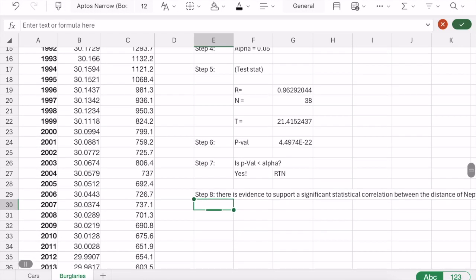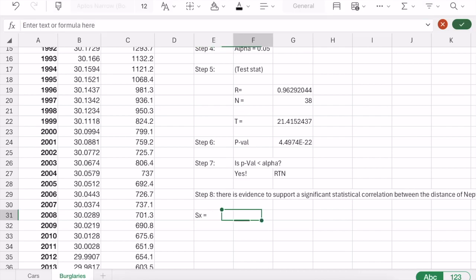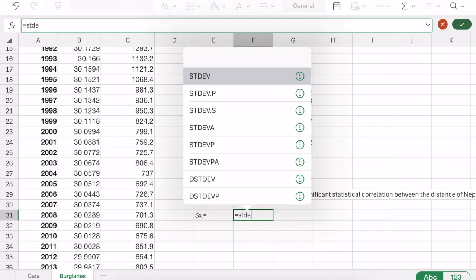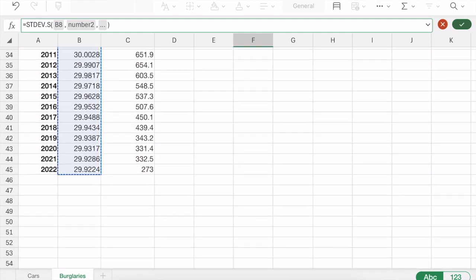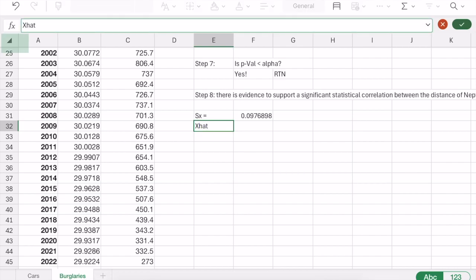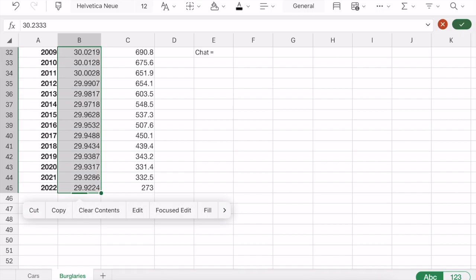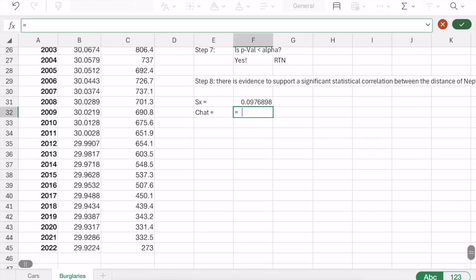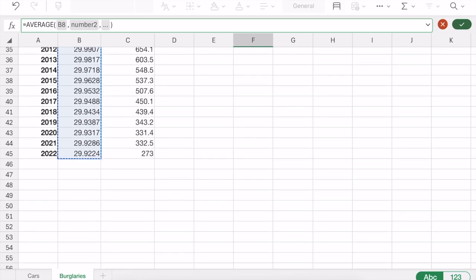Alrighty. Let's do the line of best fit now. In order to do that, I need a few things. I need sx, which equals STDEV.S of the distance, the explanatory variable. Enter. I'll do x-bar while I'm at it, the average of the explanatory variable. Go, enter.